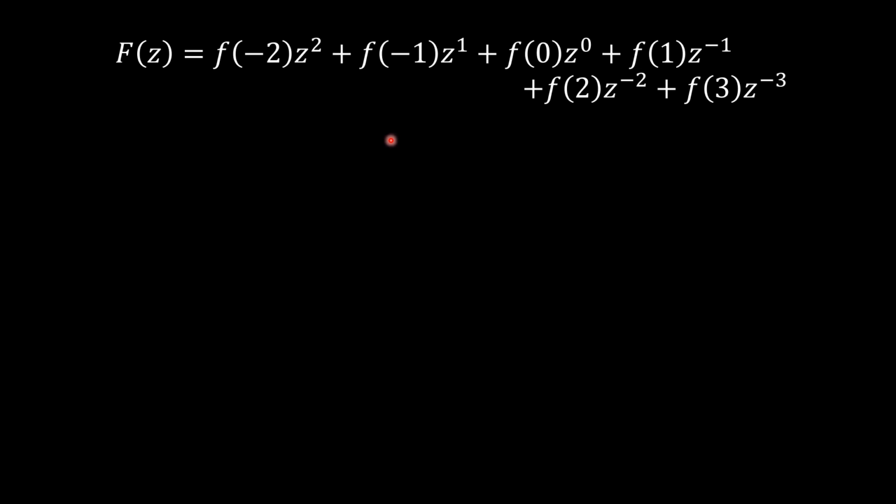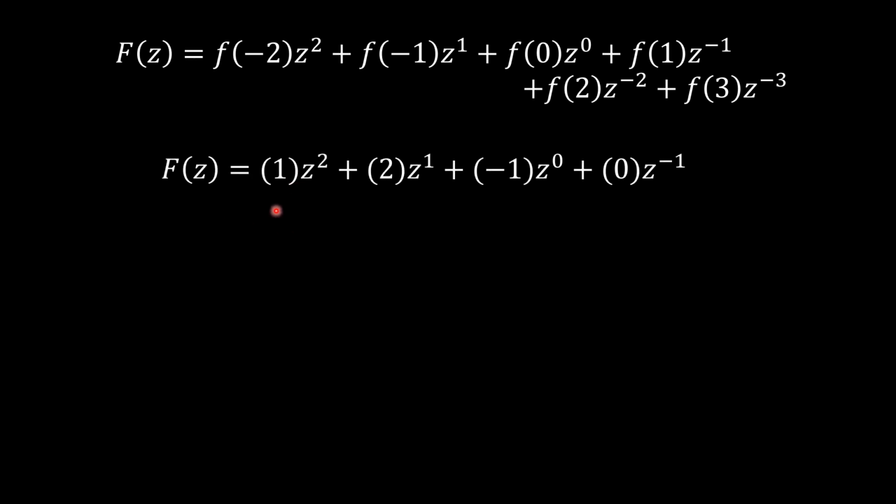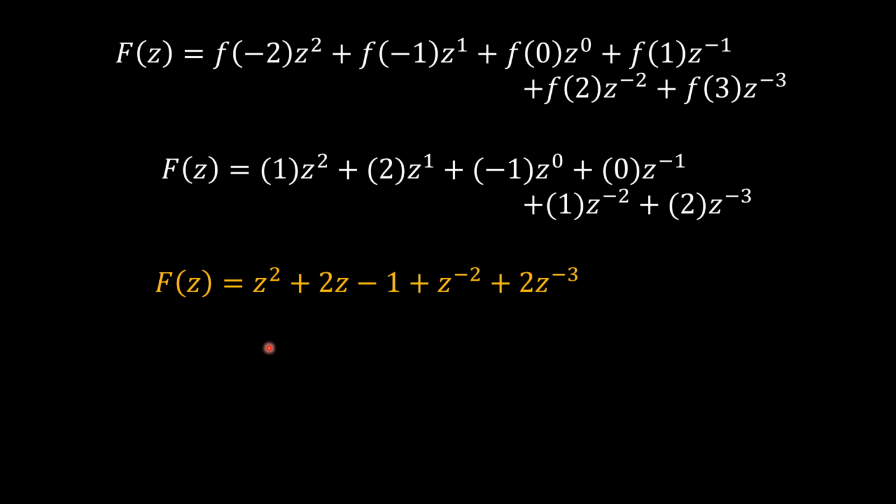To get the Z transform, replace the values of f of minus 2, f of minus 1, f of 0, f of 1, f of 2, and f of 3. So that will give us F of z is equal to 1 into z square plus 2 into z raised to 1 minus 1 into z raised to 0 plus 0 into z raised to minus 1 plus 1 into z raised to minus 2 plus 2 into z raised to minus 3. Simplify the expression. The required Z transform will be z square plus 2z minus 1 plus z raised to minus 2 plus 2 into z raised to minus 3.